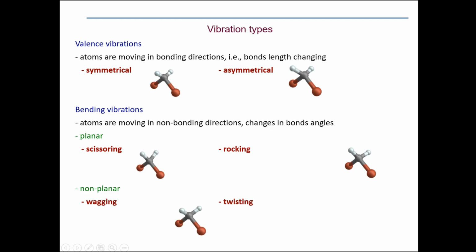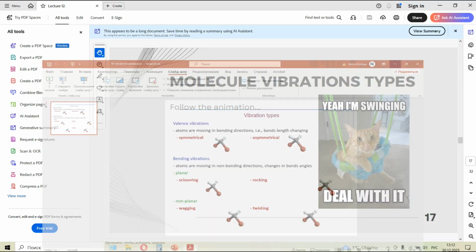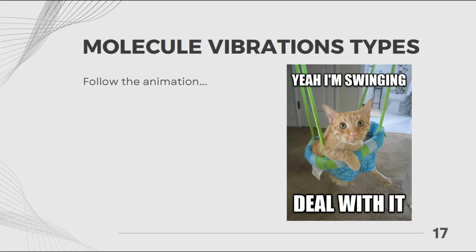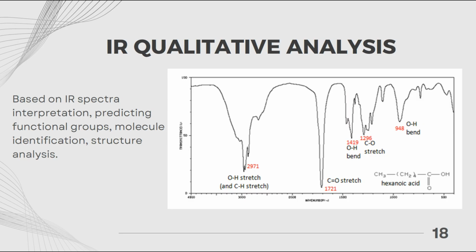You see that, oppositely to planar vibrations, here there is no one plane of these atoms. They have lots of planes. So they move in 3D dimensions, not only in one, or not only in two, of course. Let us return back to the presentation. You see that there are lots of molecule vibration types. And now let's see what the infrared spectrum looks like.